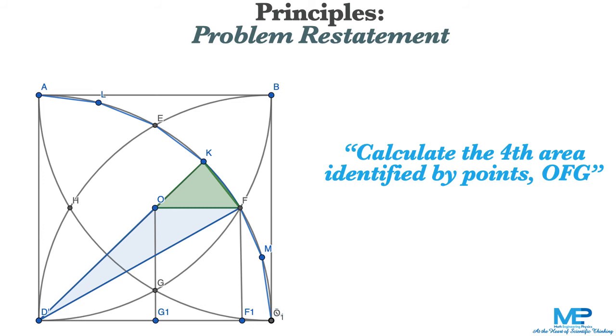In the second solution instead, we have restated the problem into the specific problem: calculate the fourth area identified by points O, F, G. Hence, the purpose of restating the original issue is to seek to derive a specific problem that calls on us to solve smaller chunks. The smaller chunks might require the application of a theorem, a technique, or a concept.